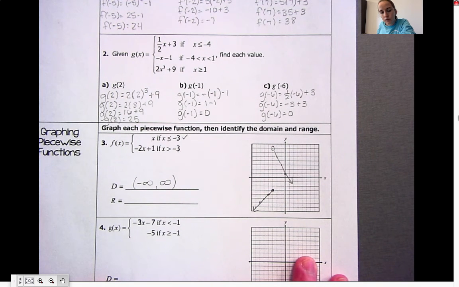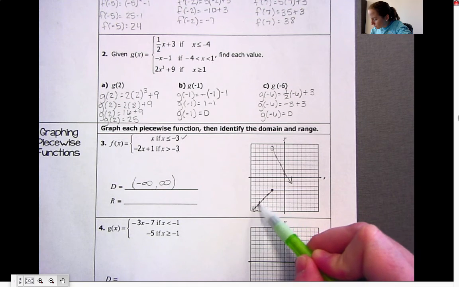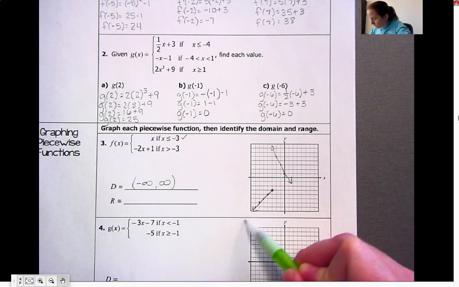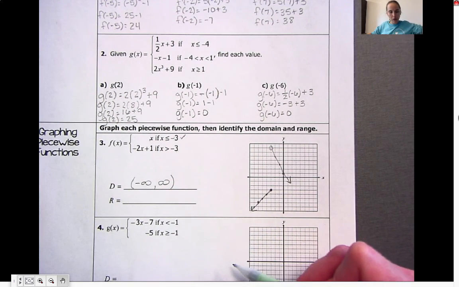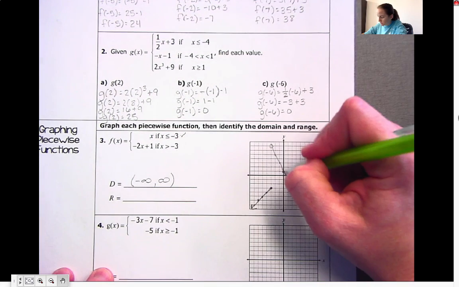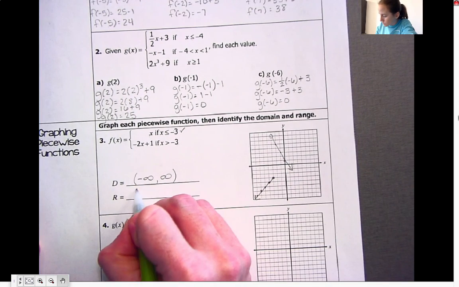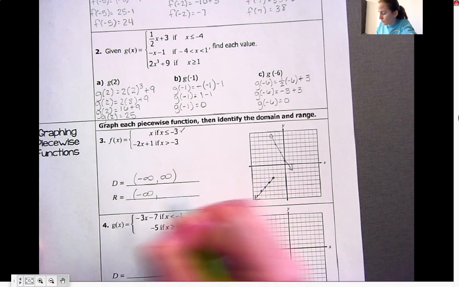Now, the range values, the range is the y values, okay? And you have to be careful here because you want to look at what are all the usable y values. Well, because this arrow keeps going down, down, down, it's going lower and lower and lower. So it's going to keep going to negative infinity. This one also goes down, down, down. So negative infinity is where the lowest is going to start, negative infinity.